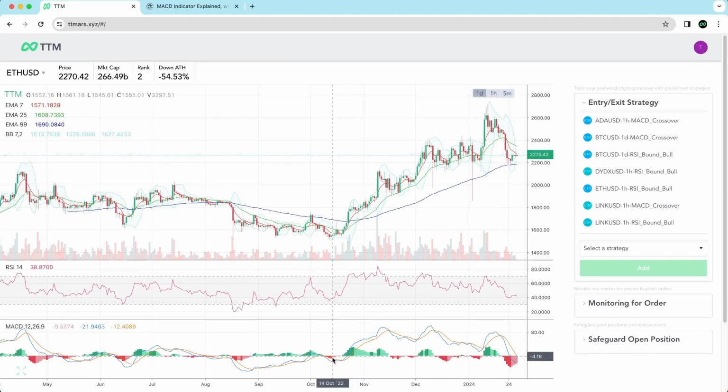Instead of using the MACD itself in the MACD divergence, some people prefer to use the MACD histogram here. So as you can see, this histogram is smaller than the previous histogram. So it signals the divergence after this histogram, and it means the market is going to turn bullish after this point.